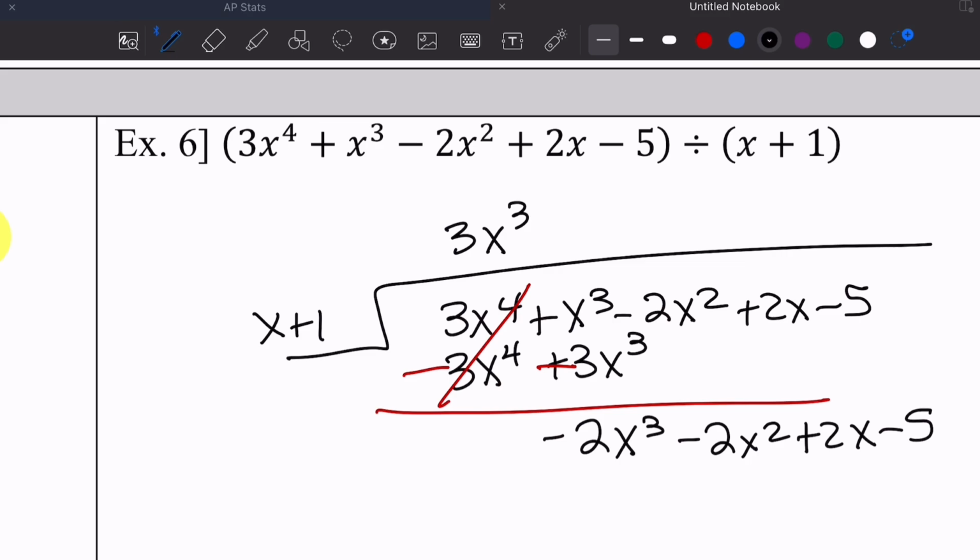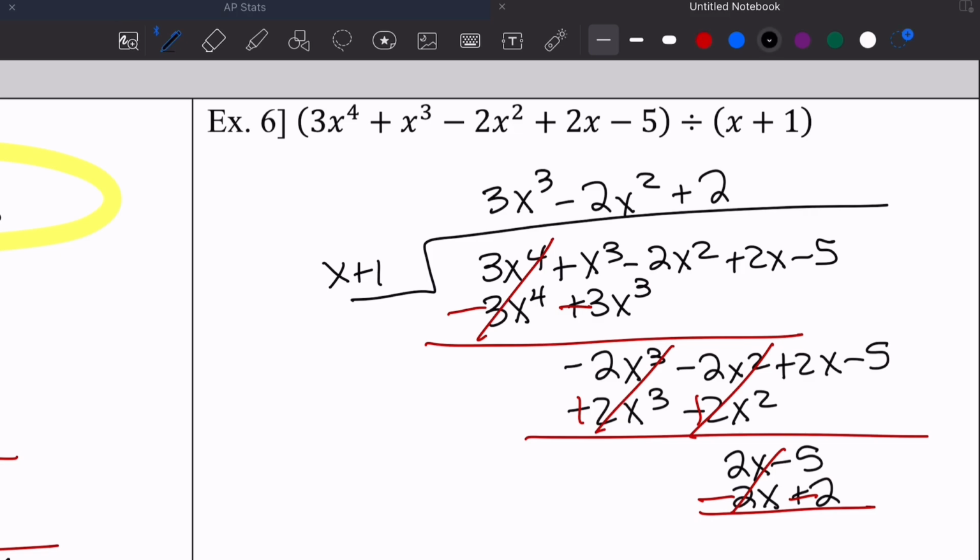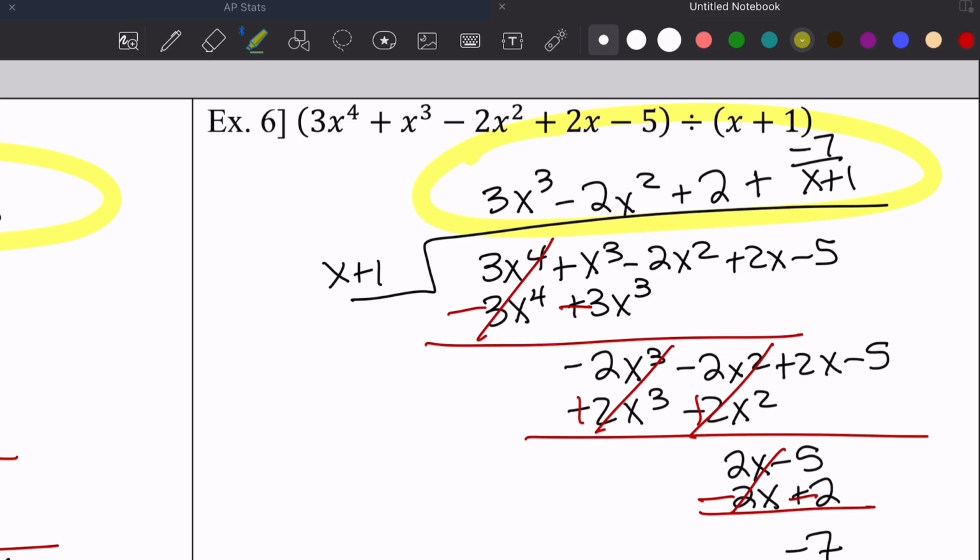Bring everything else down. Okay. Now I can multiply this by negative 2x squared to get negative 2x cubed minus 2x squared. Change the signs, and the cubes and the squareds cancel out, and I'm left with 2x minus 5. Well, I can multiply that by a positive 2 to get 2x plus 2. Change the signs. My x's cancel out, and I am left with negative 5 minus 2, which is negative 7. So that's my remainder, so I'm going to add negative 7 over x plus 1. That's my answer.